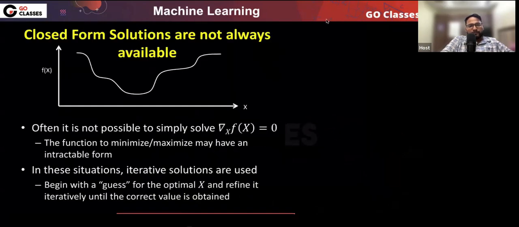Okay. So let's just see this, which is basically called gradient descent. One of the ways to do it is called gradient descent, which is in the syllabus. So closed form solutions are not always available. That's what we have just seen.